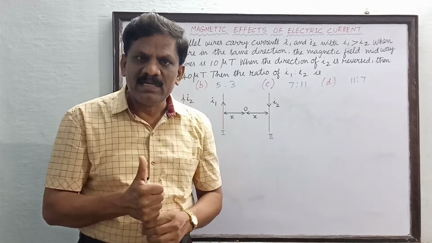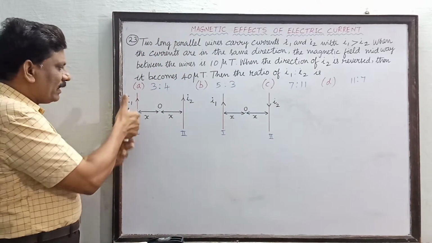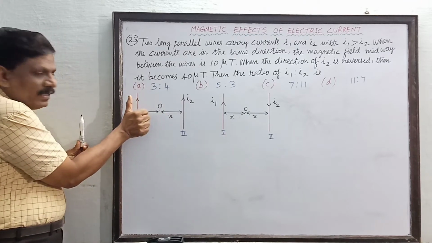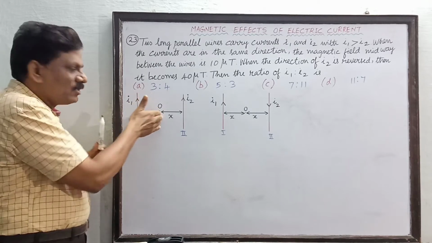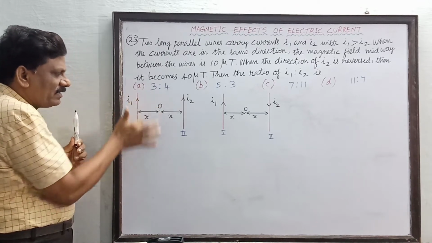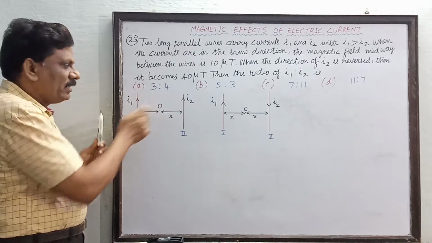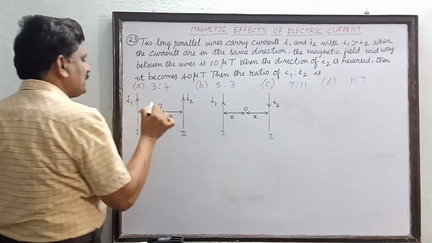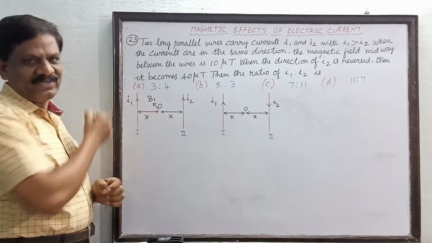Now you look at this conductor 1. The current is upward. Can you see the thumb? The current is upward, and the folded fingers are going into the board. On the right hand side of this first wire, the folded fingers are going into the board at O. Therefore the magnetic field due to the first conductor, say B1, is going into the board.